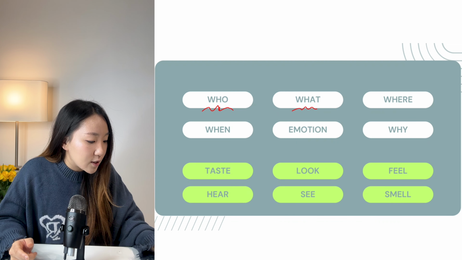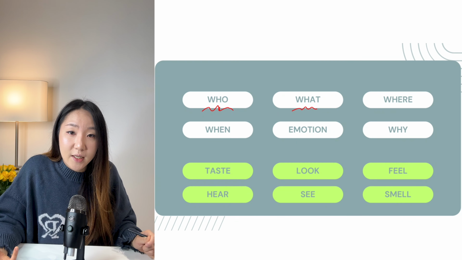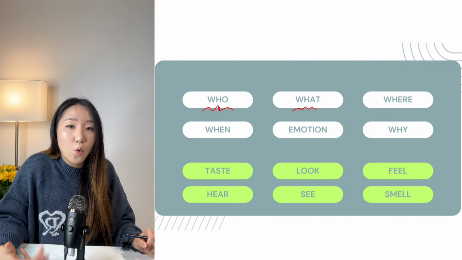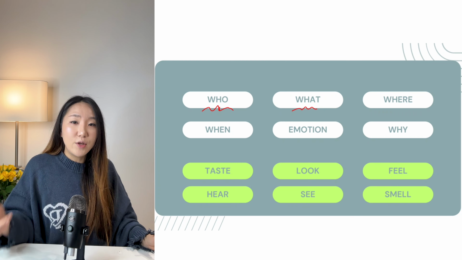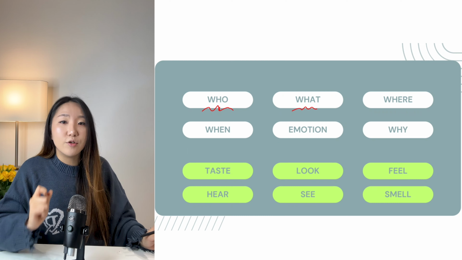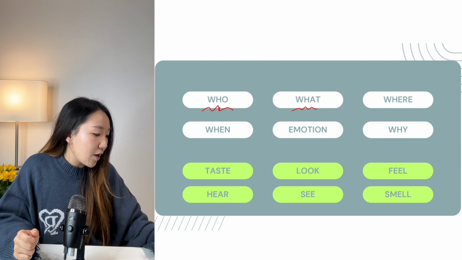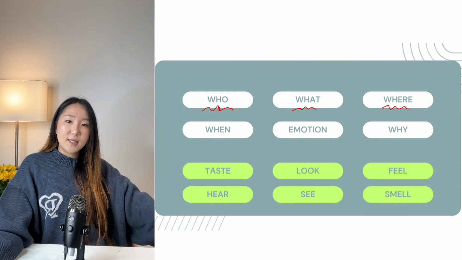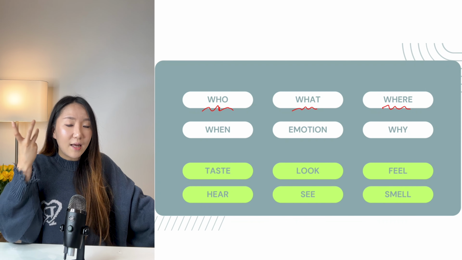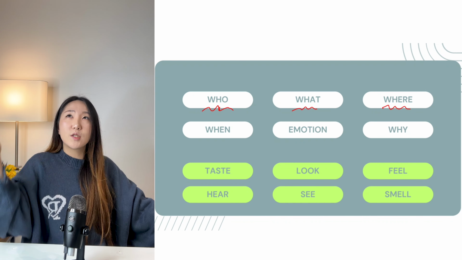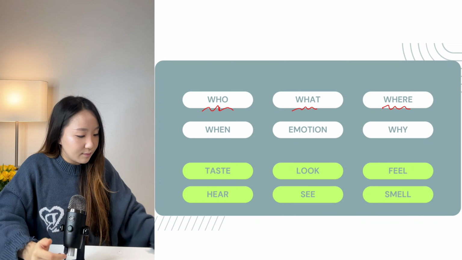Then we have what. What was the activity? What happened? What was the item or the subject or the object? It doesn't matter, okay? But you need to think about what, and you must include that as well. Third thing, where? Was it in your classroom, in the lunch hall? Think about where it happened and think about what it looks like, right, at the same time.